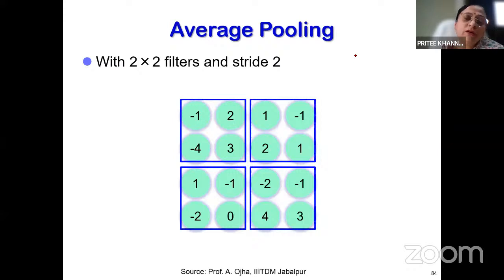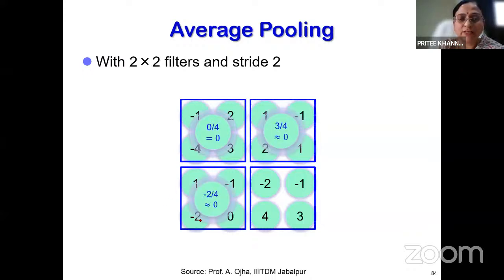Then average pooling. Again, these 4 pixels are being replaced by their average. Here you can see -1, 2, 3, and -4; we get the average of this. As you can see here, -5 plus 5 is 0. Again here it is 3 by 4, here -2 by 3, 4, then here it is 4 by 4. So this is average.